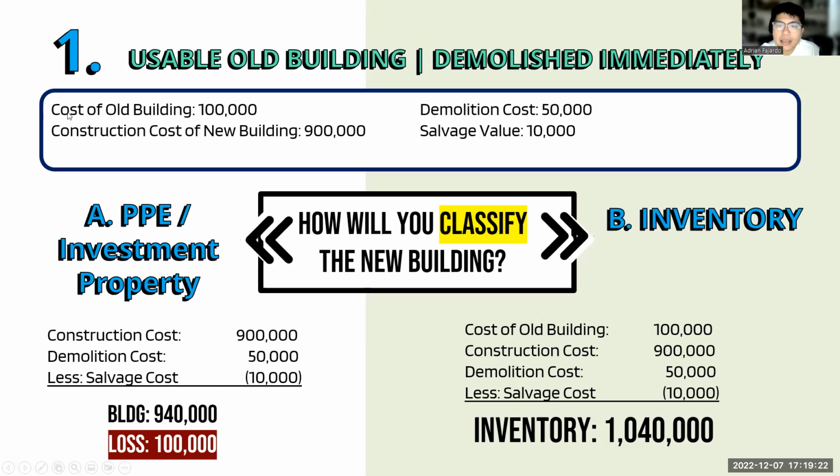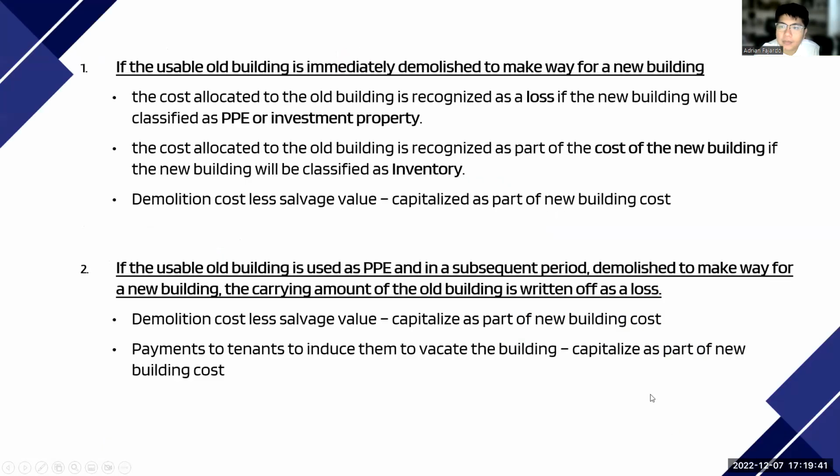Yung difference lang is how do you treat the cost of old building? And in order for you to understand how to treat the cost, you ask yourself, how will you classify the new building? If it's PPE or investment property, it's a loss. But if it's classified as inventory, then it's added to the cost of the new building. Right? So ito yung scenario na sinabi natin. Right? Ito yun. So I already explained this to you.